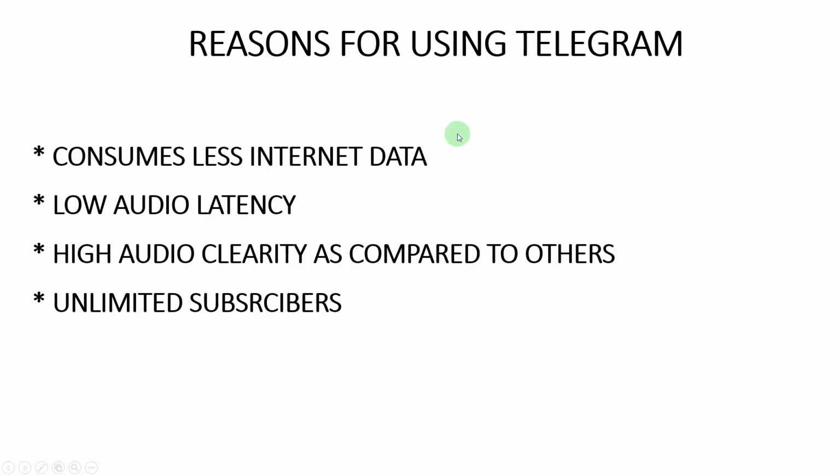So reasons for using Telegram as a software for online streaming or radio setup is that it consumes less internet data, so you don't use much of your data when you are streaming from Telegram, and then low audio latency, high audio clarity as compared to others like WhatsApp or Zoom, and then unlimited subscribers, so you can have multiple or unlimited participants in your channel.